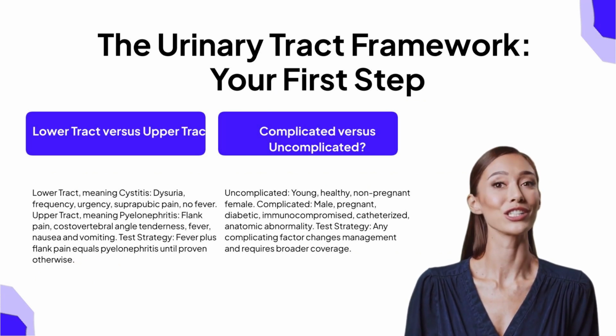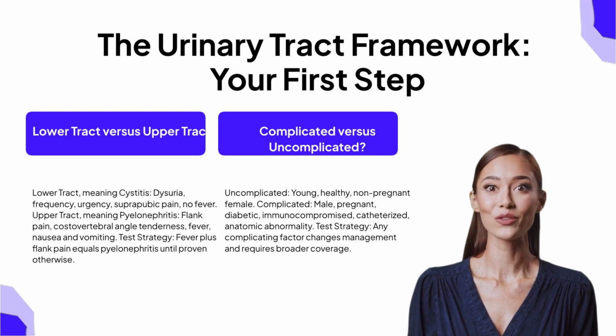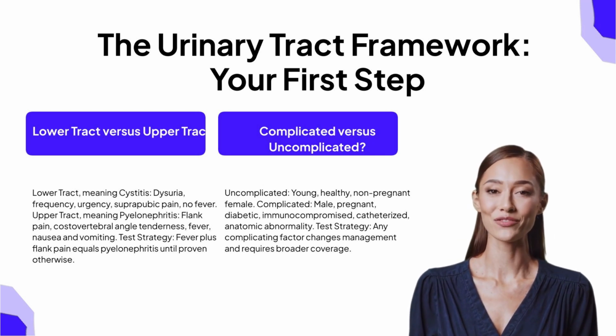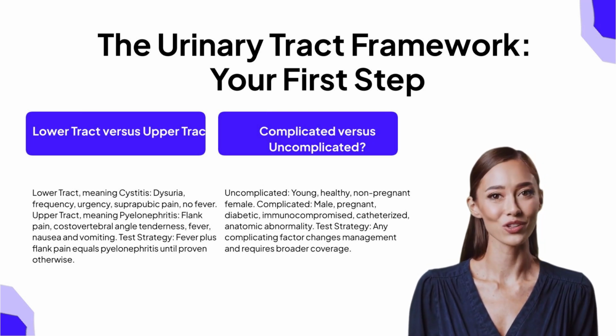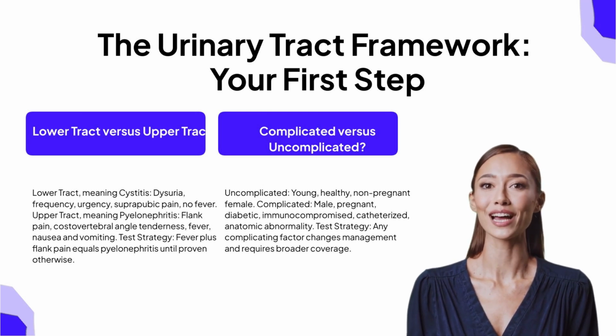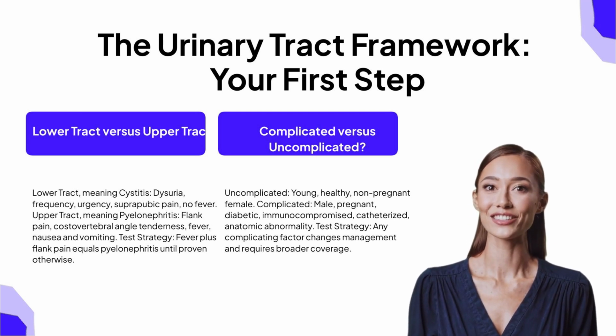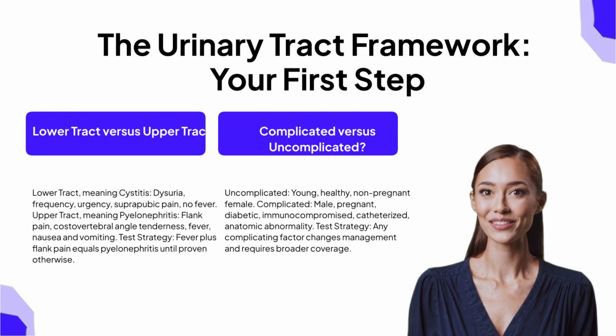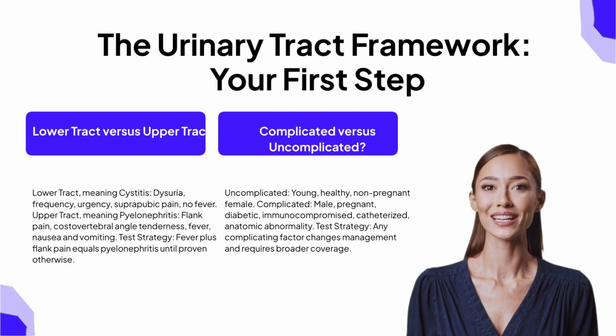The first question to ask: is this upper tract or lower tract? Lower tract means cystitis. Look for dysuria, frequency, urgency, and suprapubic pain without fever. Upper tract means pyelonephritis. Look for flank pain, CVA tenderness, fever, and systemic symptoms. The key teaching point: fever plus flank pain equals pyelonephritis until proven otherwise.